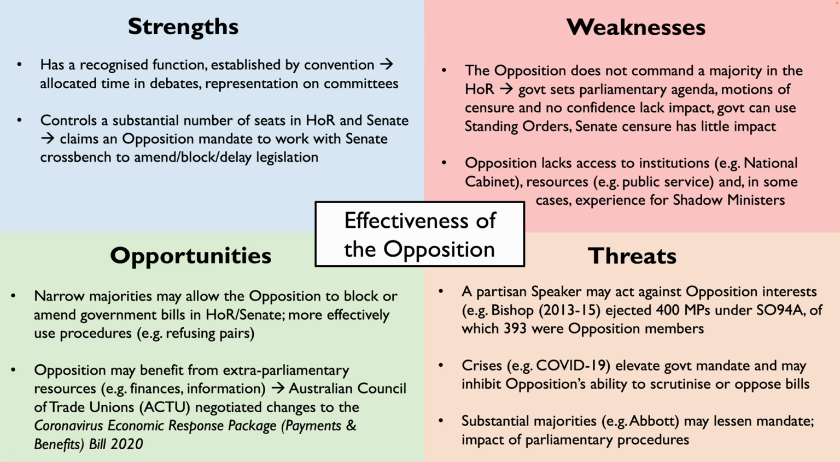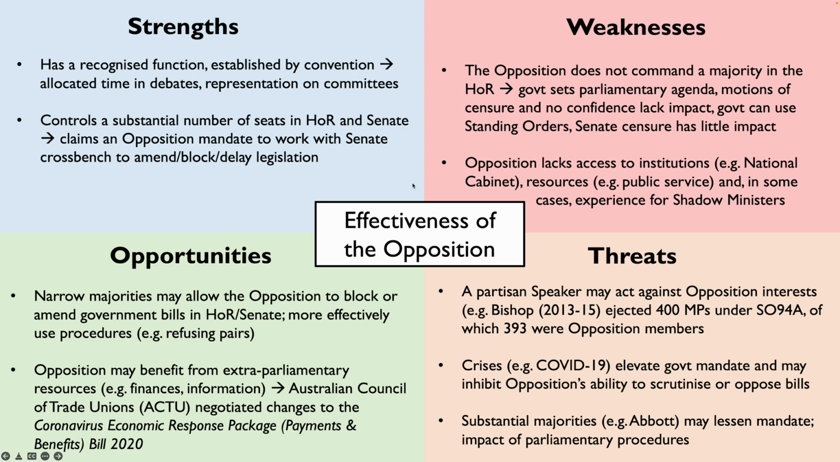Threats that may appear at times: partisan speakers, so think Bronwyn Bishop ejecting 400 MPs under Standing Order 94A, and 393 of these being opposition members. You might have crises like COVID that elevate the government mandate and make it very hard to scrutinise or oppose emergency legislation, because if you do so, you're just undermining your credibility. And so throughout early to mid 2020, we barely saw the opposition in comparison to, say, prior to the election campaign, where they were far more active.